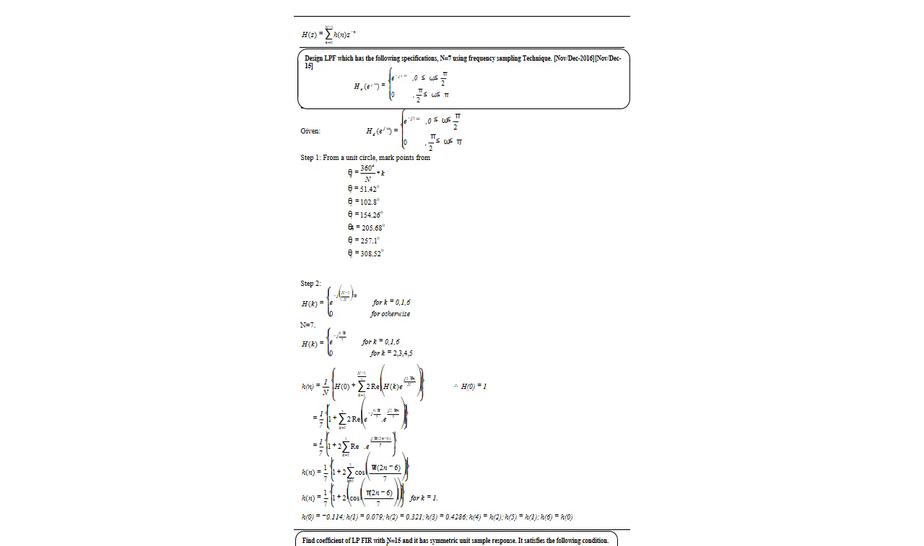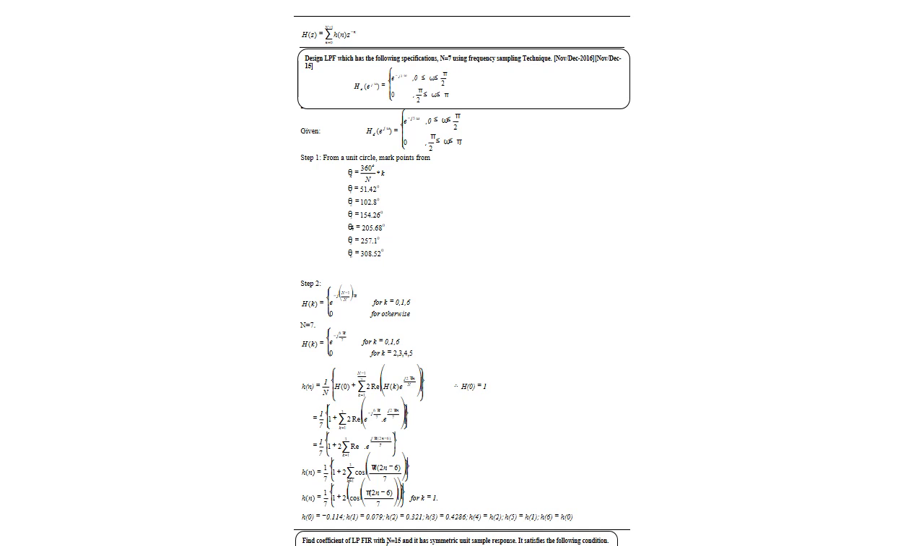So when we are substituting the values, we will get the output, that is h of n is equal to 1 by 7 into 1 plus 2 cos pi into (2n minus 6) by 7 for k equal to 1. So then h of 0 value we have to find out, h of 1, h of 2, h of 3, h of 4, h of 5 and h of 6. All the values we have to find out and put the answers.